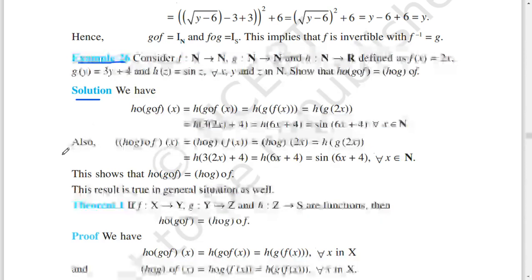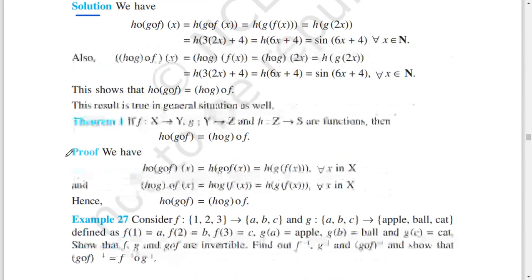Also, ((hog)of)(x) equal to (hog) of f(x) equal to (hog) of 2x equal to h of g of 2x equal to h of 3 times 2x plus 4 equal to h of 6x plus 4 equal to sine of 6x plus 4 for all x belongs to N. This shows that ho(gof) equal to (hog)of. This result is true in general situations as well.